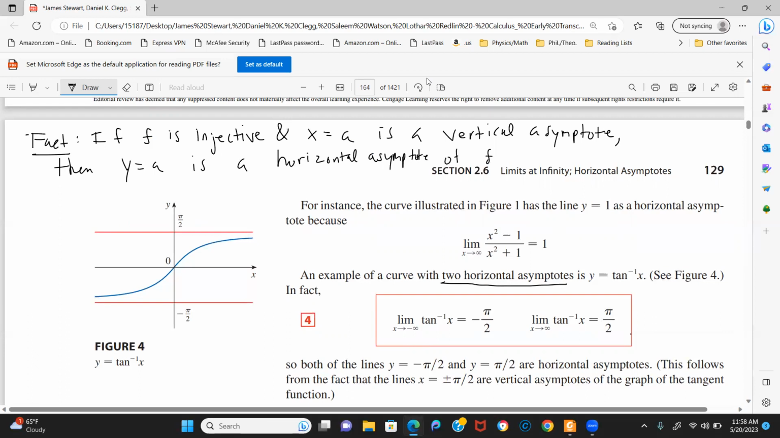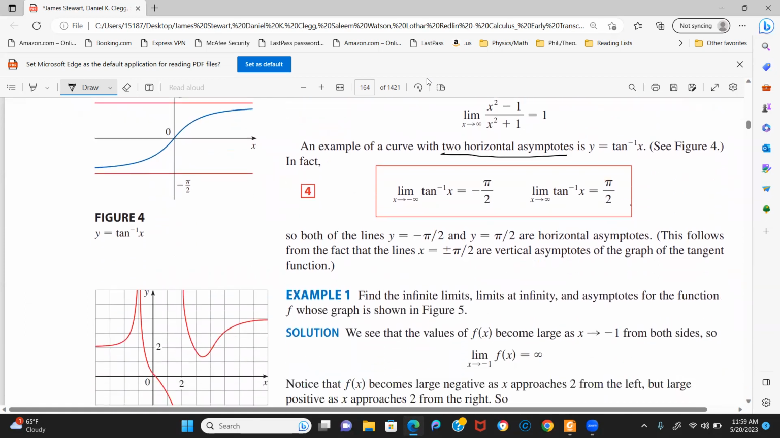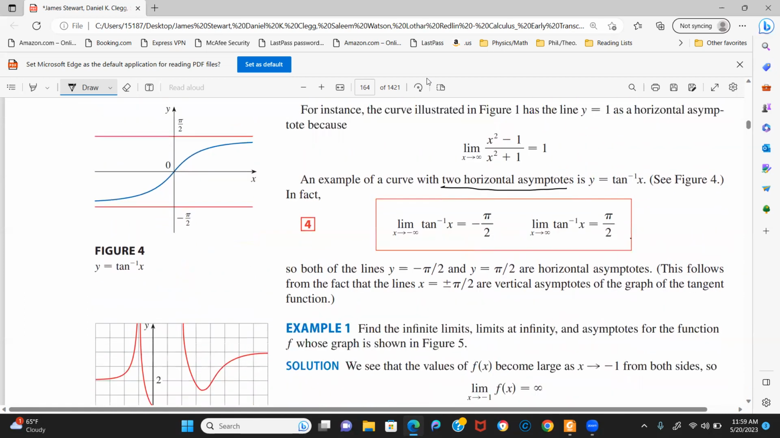of f inverse. That's because when you take the graph of f inverse, you have to reflect it over the diagonal line. When you reflect the graph of the function, you reflect the asymptotes of the function as well. So a vertical line, when reflected over the diagonal line, becomes a horizontal line. So remember the graph of tangent.